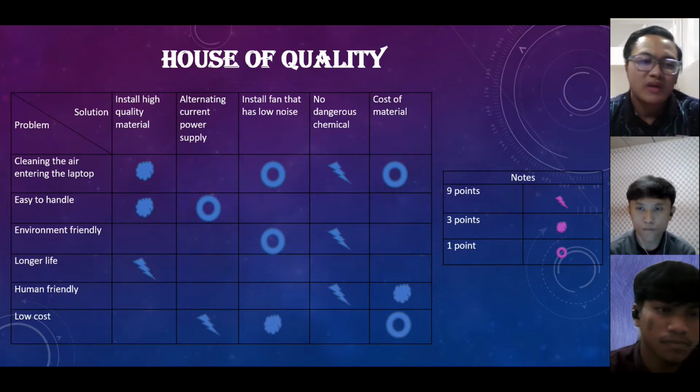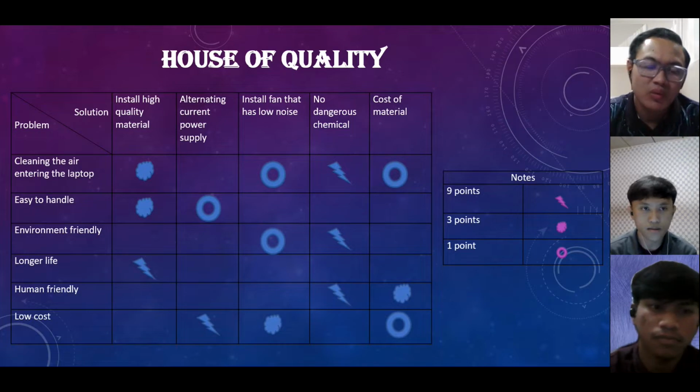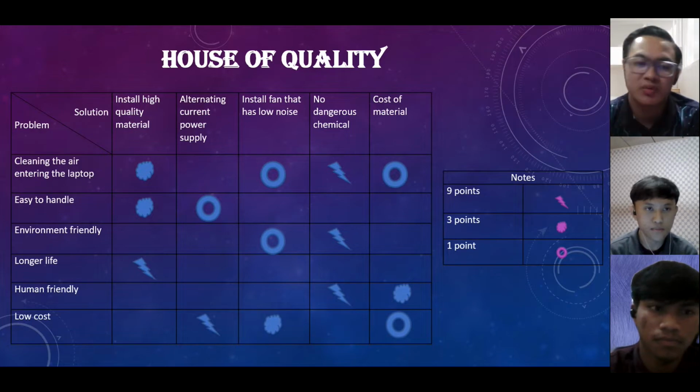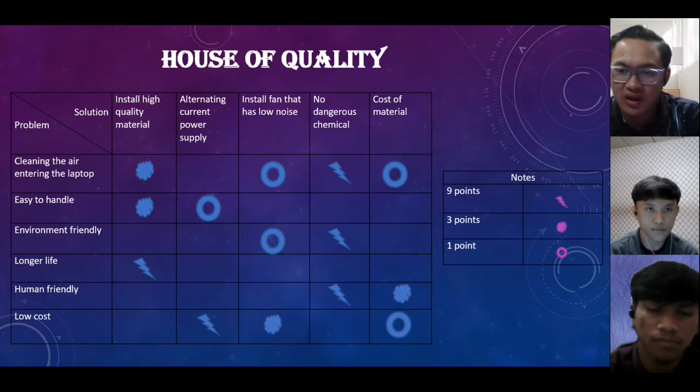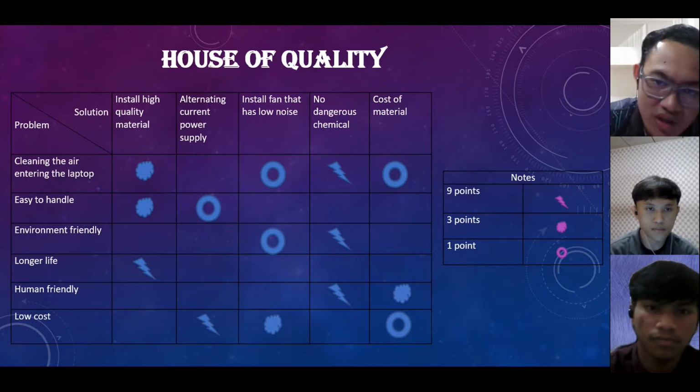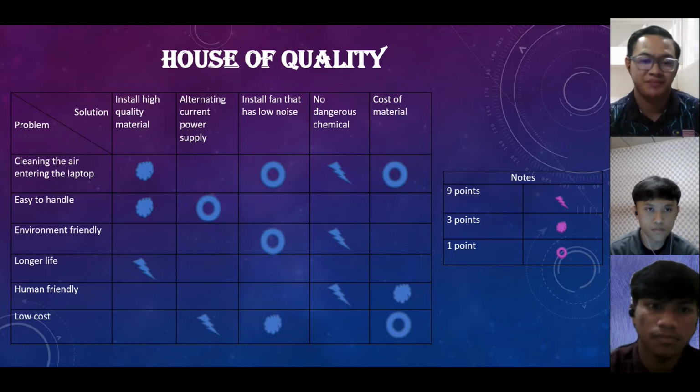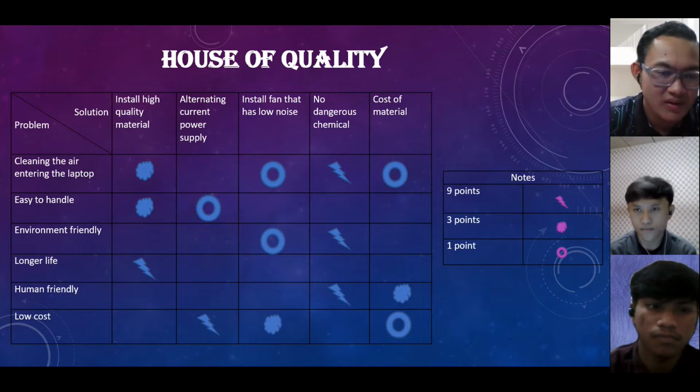First of all, for cleaning the air entering the laptop, we will use no dangerous chemicals as our utmost priority. For our secondary priority, we will install high quality material, and low priority is to install a fan that has low noise and low cost material. As for easy to handle, we will install high quality material and put it under our secondary priority. And for the remaining house of quality, I will let you decide on your own.